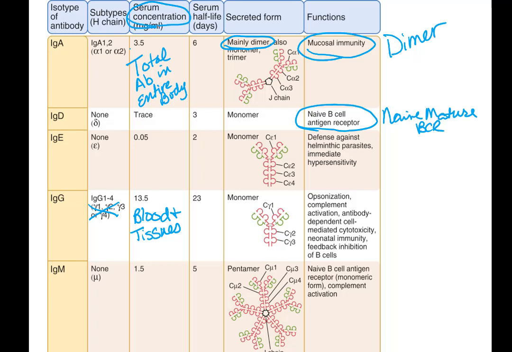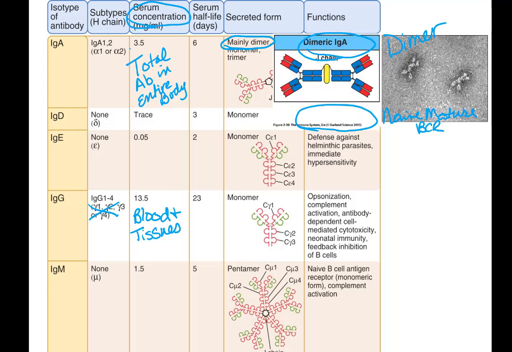For IgA, it says mainly a dimer. It says it can also be a monomer and trimer. Ignore that. We always look for dimers. Generally, it's always a dimer. And when we see antibodies, this is what we see. It has a J chain. And when we look at it under electron microscopy, that's what it looks like.